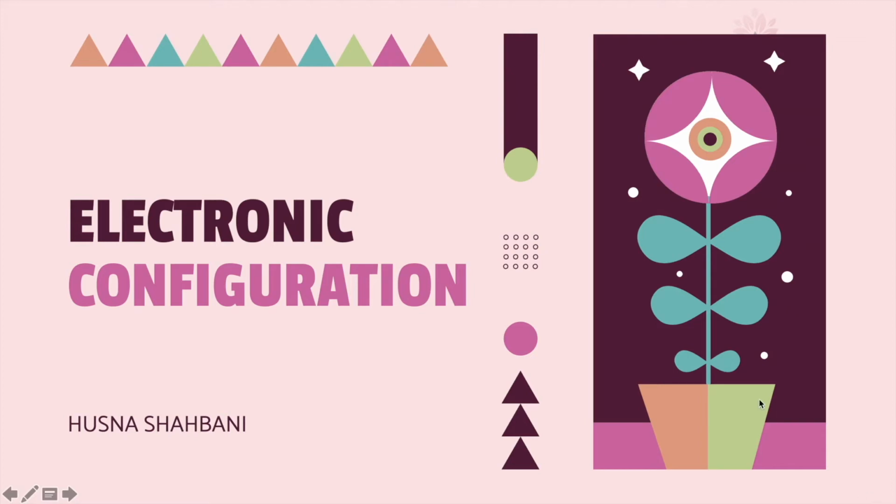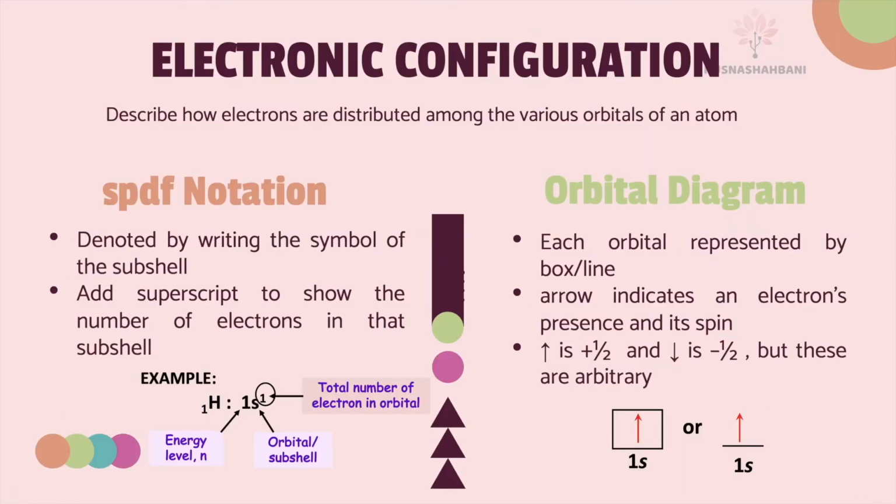Electronic configuration. Electronic configuration describes how electrons are distributed among the various orbitals of an atom. It can be illustrated by SPDF notation or orbital diagram.